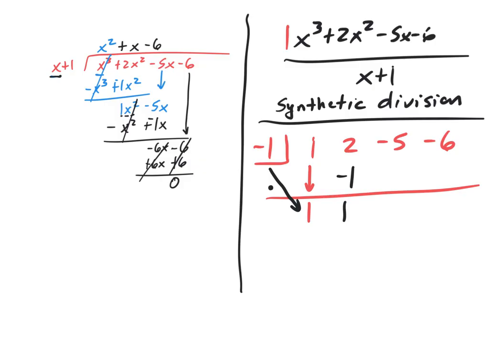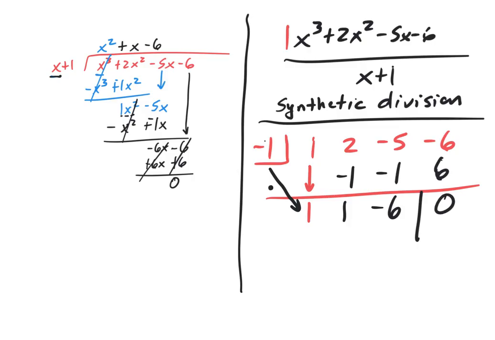And synthetic division is pretty repetitive as well. After I get this number, now I'm going to go back to my box. I'm going to take negative 1 times 1, and that gives me negative 1. And when I add those two together, I get negative 6. And when I take negative 1 times negative 6, I get 6. And there's my remainder of 0.